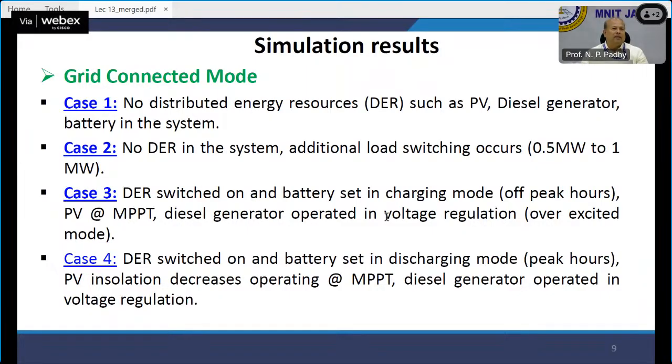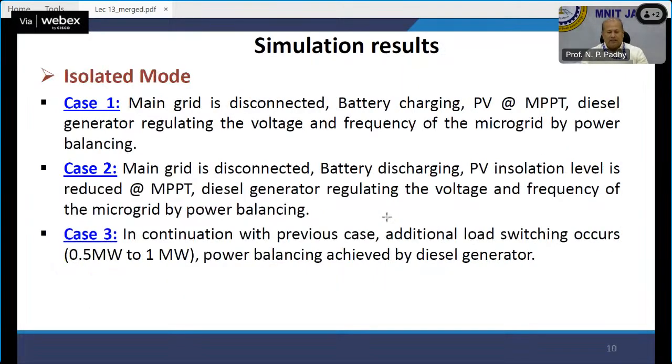And PV insolation decreases, operating at MPPT. And then the diesel generator operates in voltage regulation. Case 4, I'm repeating again: DER switched on, battery set in discharging mode, PV insolation decreases operating at MPPT, diesel generator operated in voltage regulation. So mainly the battery is discharging in the 4th case, whereas in the 3rd case the battery is getting charged.